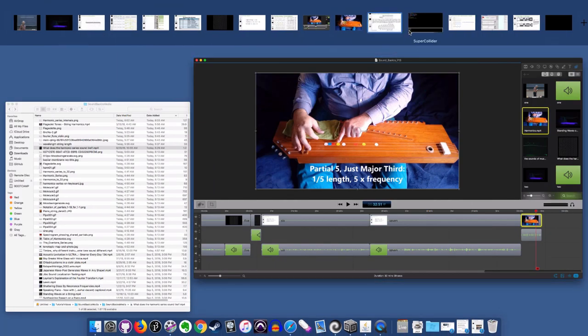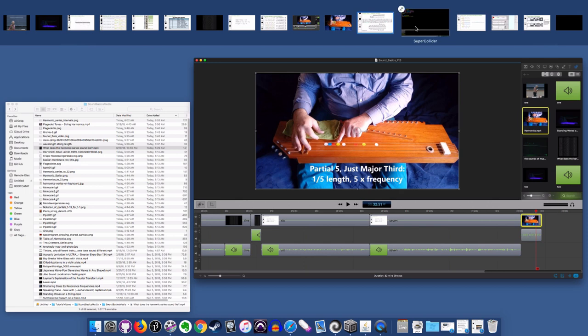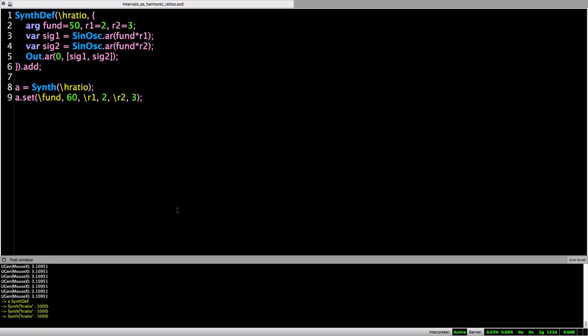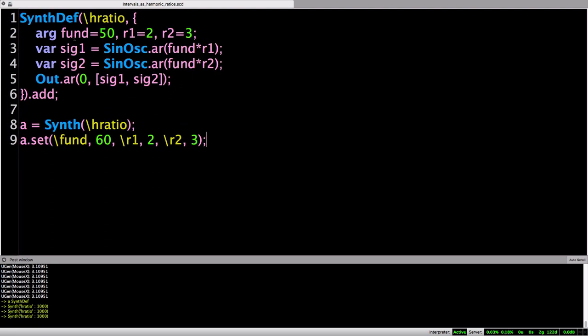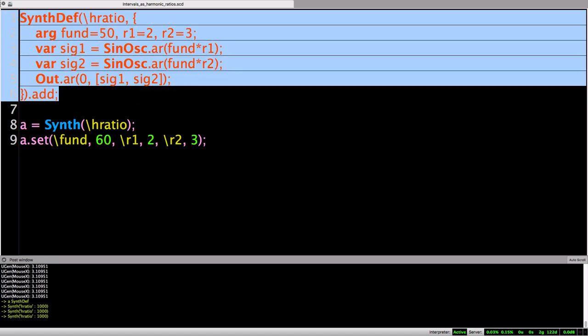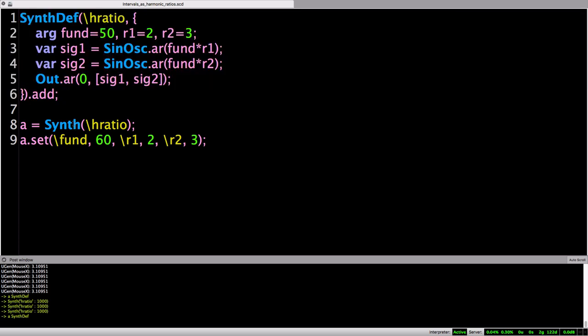Okay, so let's have a look here. I've made up this little patch in SuperCollider, and if you're into SuperCollider, you can see the code right there. Very simply, I've just made kind of a ratio generator, so you can generate tones based on the ratios rather than their actual frequencies. So let's do that. This is going to be a little bit loud, but I'll turn it down in the edit.